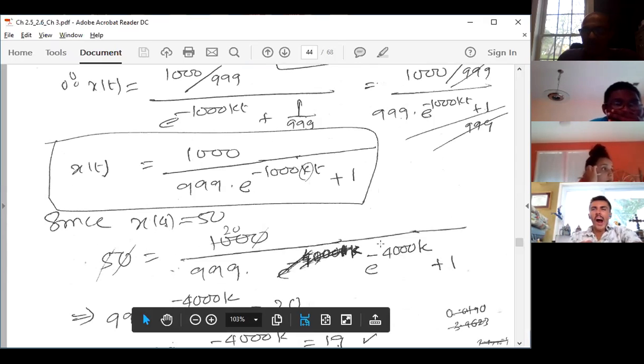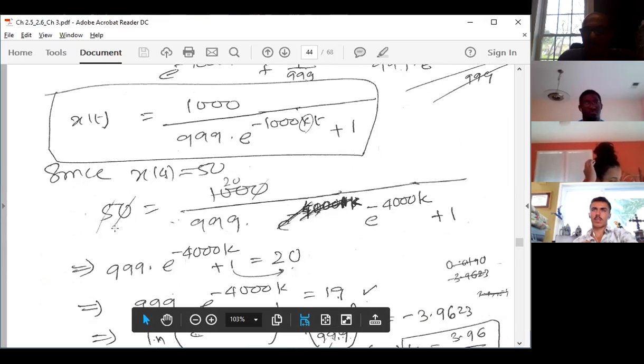Here it is 1000, or everything that is in both the numerators, they are in multiplication. So I can cancel this 0, 0 and 5, 25 is 100. So here it is 20 and here it is simply 1. Because I have 1 over here, I can send all this factor to the right side. So 999 e to the power negative 4000 k plus 1 equal to this 20. Let me send this 1 to the other side, so it is 19.